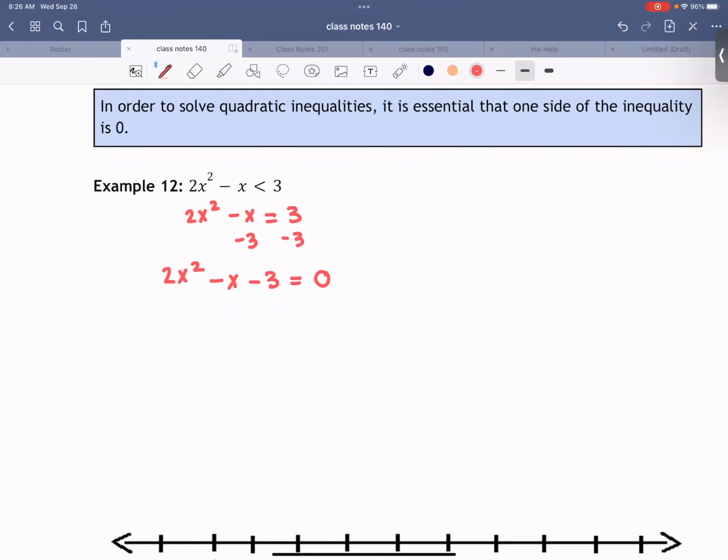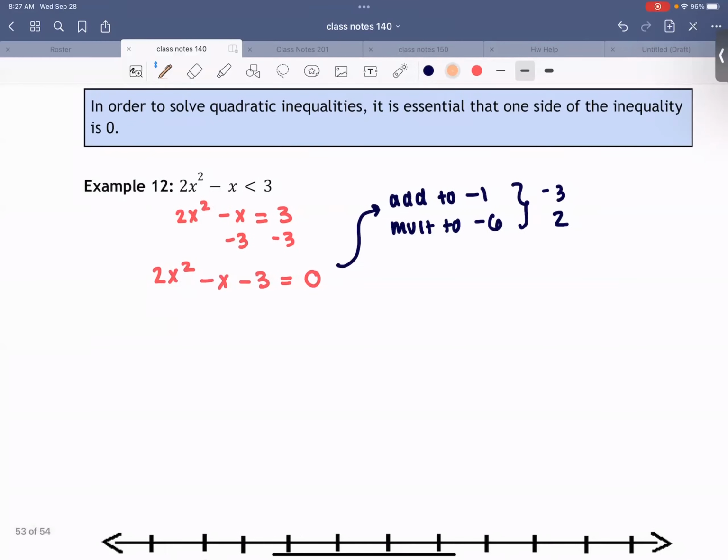If we want to factor, let's see if we can remember about the test. We need 2 numbers that add to what number? -1, and we need them to multiply to what number? -6. What 2 numbers do that? -3 and 2, good. Those 2 numbers add to -1, multiply to -6. So I can rewrite the left-hand side as 2x squared, split up that middle term into negative 3x plus 2x minus 3 equals 0, just like we did before.